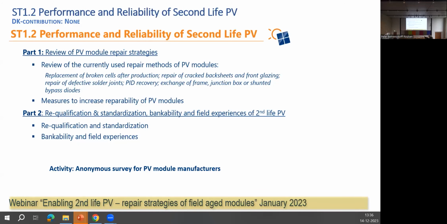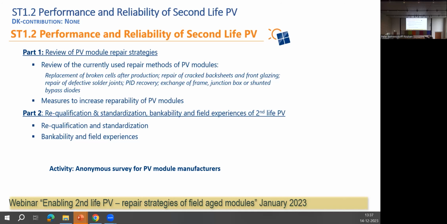The second subtask is about second life PV. So how to repair modules or how to classify modules that might have a second life. There's no Danish participation in this subtask. You can see that it's something about repair strategies and also trying to identify new markets for modules that are taken down.